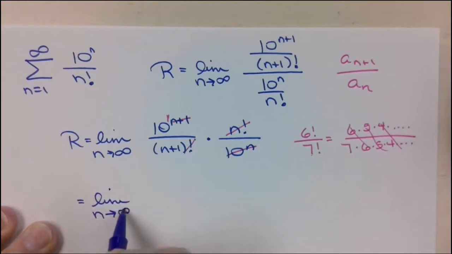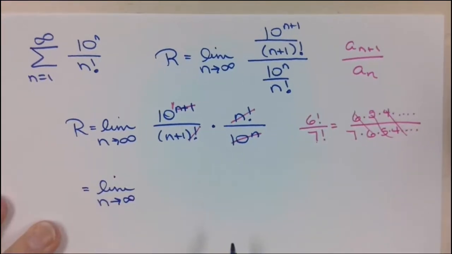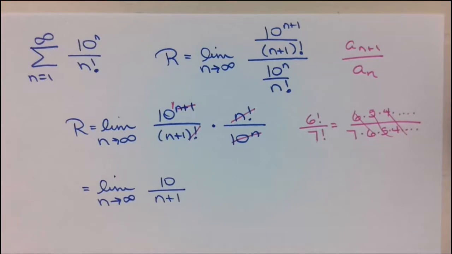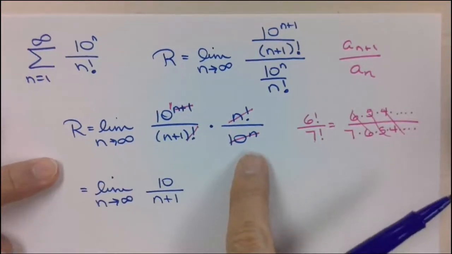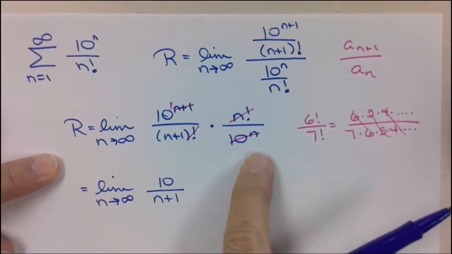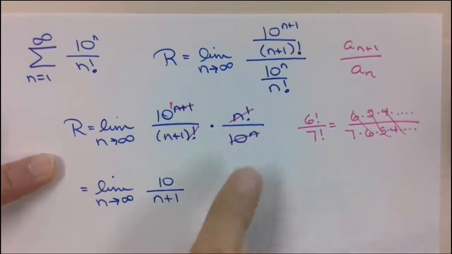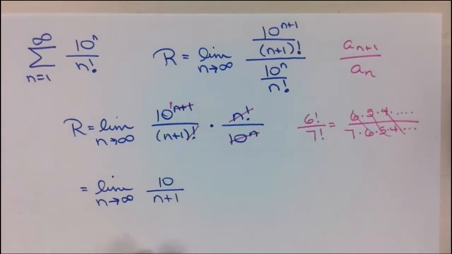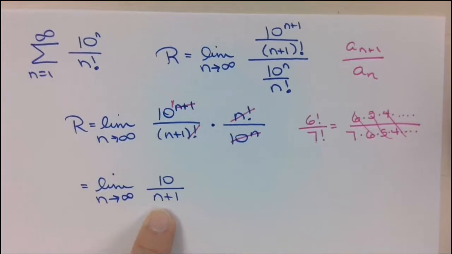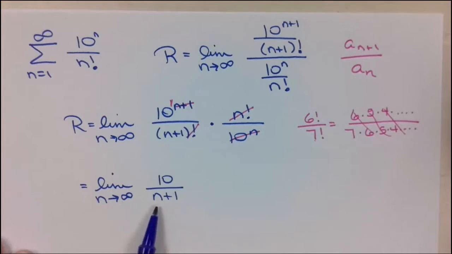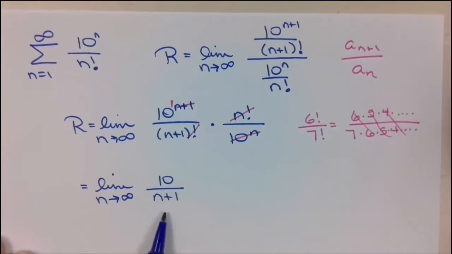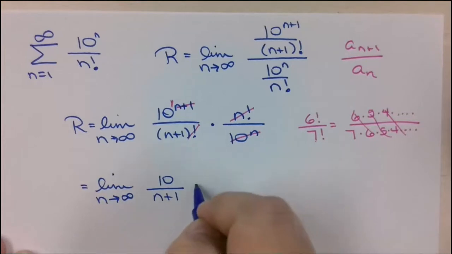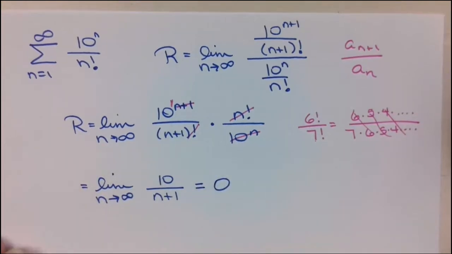So then after all of that, this is equal to the limit as n goes to infinity. In the numerator, I have 10 left, and in the denominator, I have n plus 1 left. This work that we did right here in this step, I think that's the hardest part of the ratio test, is doing all of this simplifying to get it down to an expression where you can easily evaluate the limit. Now I can see if n goes to infinity, my denominator is going to get very large, which means my fraction is going to get very small, and it's going to approach 0.